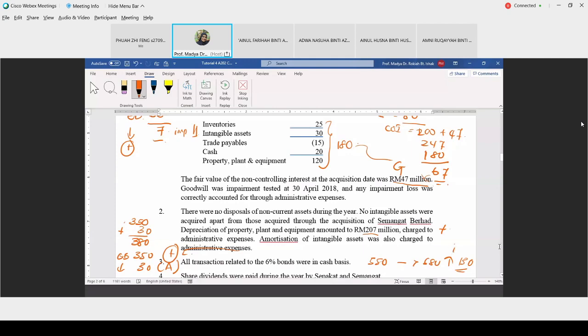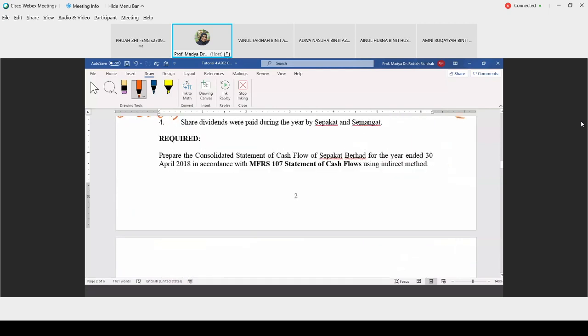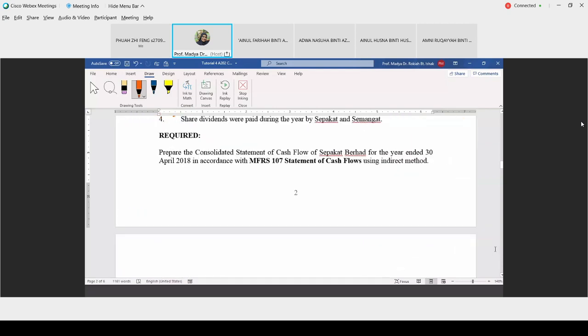Share dividends were paid during the year by Sepakat and Semangat. So we need to calculate a dividend for both Sepakat and Semangat. So these are the questions that we have. Now I'm going to look at the answer for this one. Maybe I can copy this one for a while.